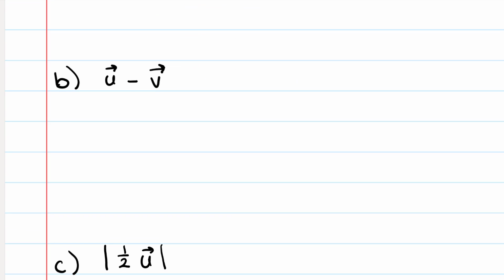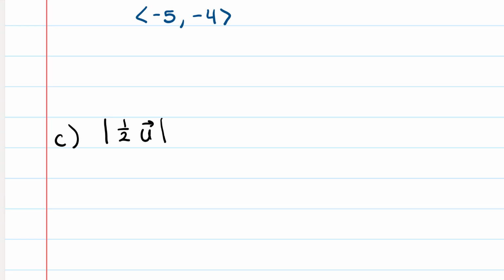All right, for part B, I want to do u minus v. So again, u was -1, 3, subtract, and then v is 4, 7. So then -1 minus 4 is going to give me -5, and 3 minus 7 gives me -4.